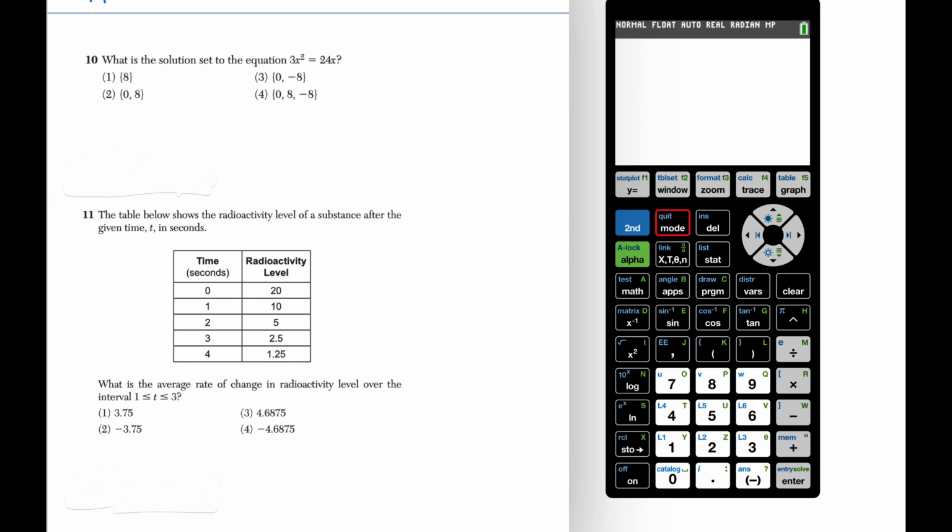Let's look at our answers for 10 and 11. Our answers are 2 and 2. See how you did. Give yourself 2 points for every correct answer.